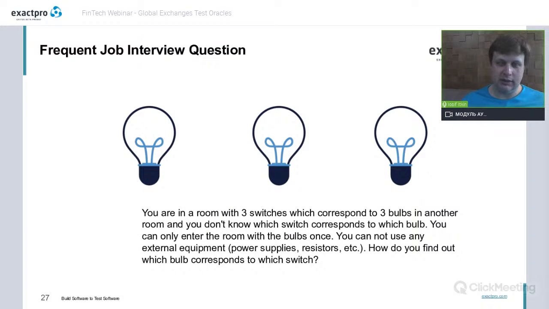But let's have a look. There is a frequent job interview question. You are in a room with three switches which correspond to three bulbs in another room. You don't know which switch corresponds to which bulb. You can only enter the room with the bulbs once. You cannot use any external equipment, power supplies, resistors, etc. How do you find out which bulb corresponds to which switch?